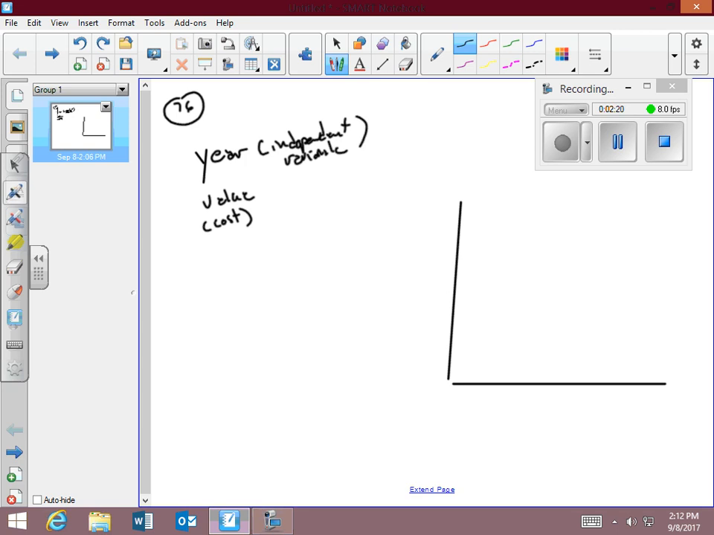And we always graph the independent variable, what? Horizontally or vertically? Okay, so this is going to be X. So that means the value or cost is going to be dependent upon the year, right? So that's the dependent variable, and we will have that on the Y. So when we graph it, we're going to have cost here, and we're going to have years.